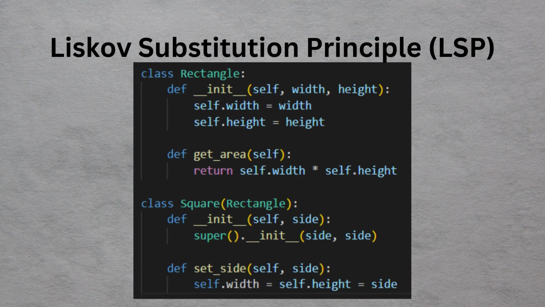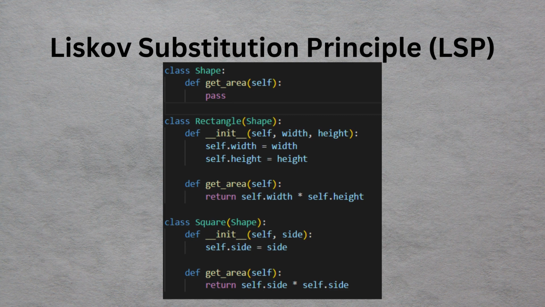The square class overrides the __init__ method to ensure that both the width and height are the same, making it a square. It also has a set_side method to set the side of the square. However, this class hierarchy violates the LSP since a square object cannot be substituted for a rectangle object without breaking the program's correctness. Specifically, the set_side method of the square class changes both the width and height, which is not possible for a rectangle object, where the width and height can be different.